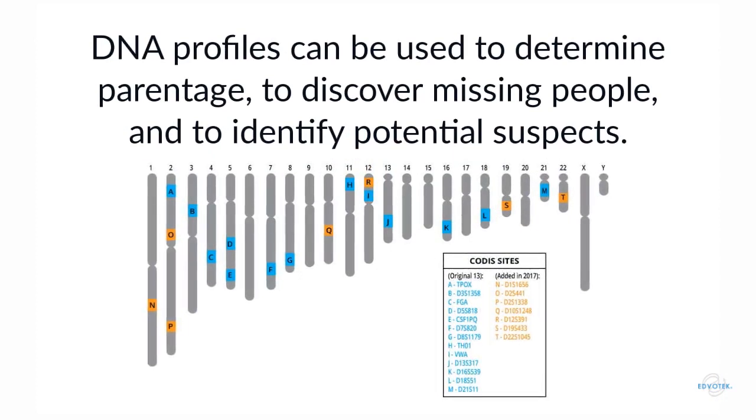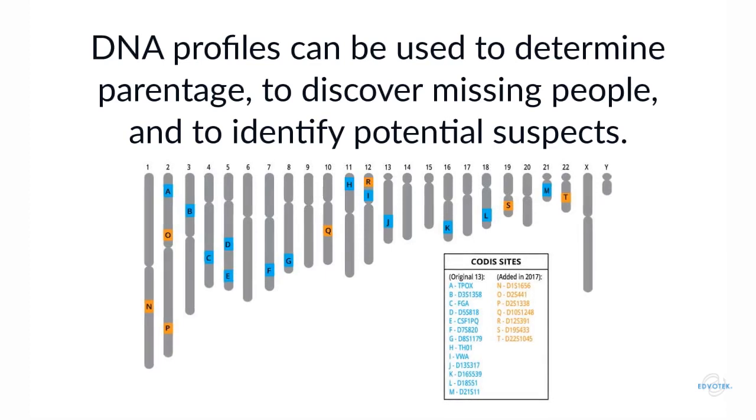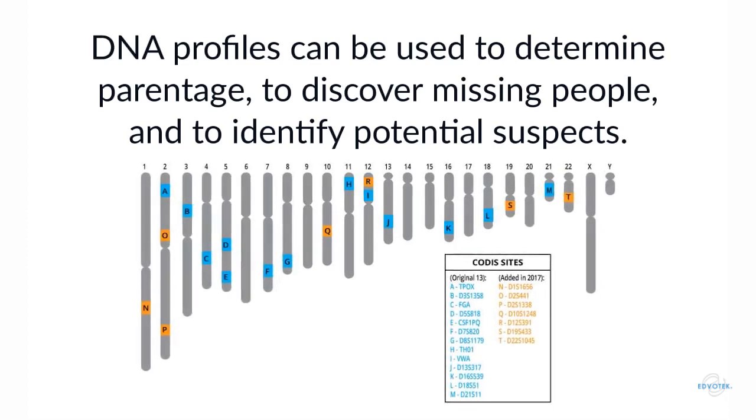In the United States, forensic scientists create DNA profiles using 20 specific loci within the human genome. These profiles are compared to profiles within the FBI database called the Combined DNA Index System, or CODIS. If there is a hit or a perfect match, the information is provided to law enforcement.